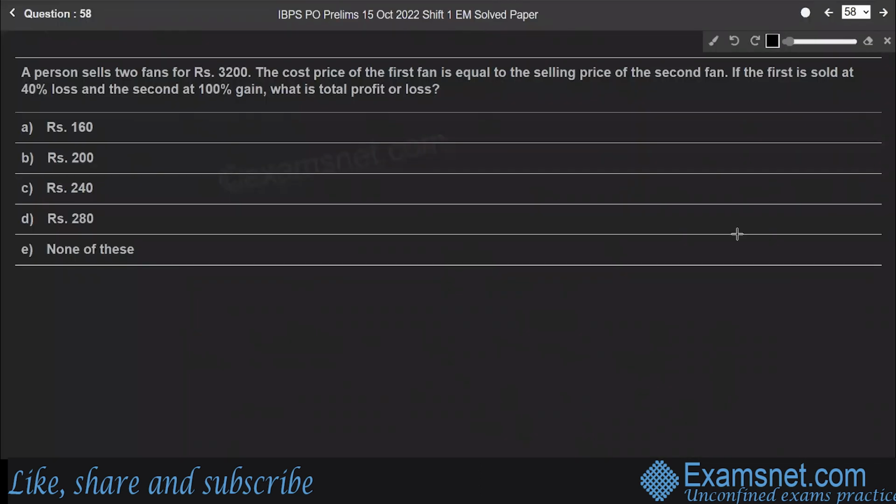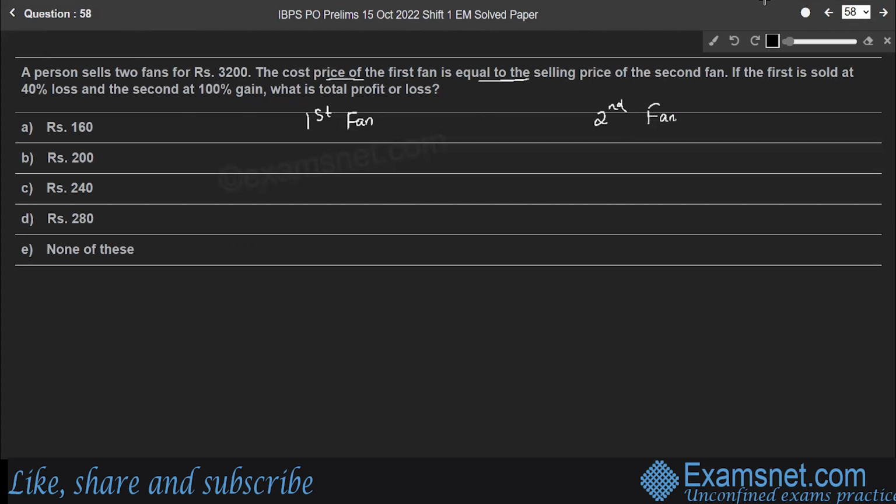Question 58. A person sells 2 fans for 3,200 rupees. The cost price of the first fan is equal to the selling price of the second fan. If the first is sold at 40% loss and the second at 100% gain, what is the total profit or loss? So let us consider 2 fans here, first fan and second fan. The cost price of the first fan is equal to the selling price of the second fan.